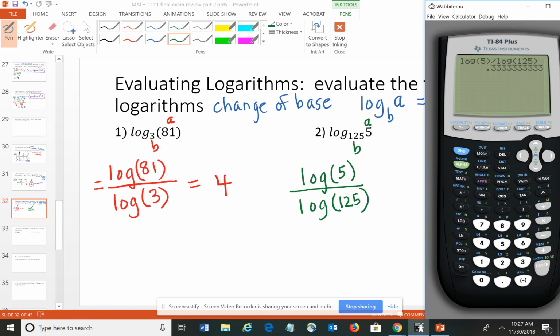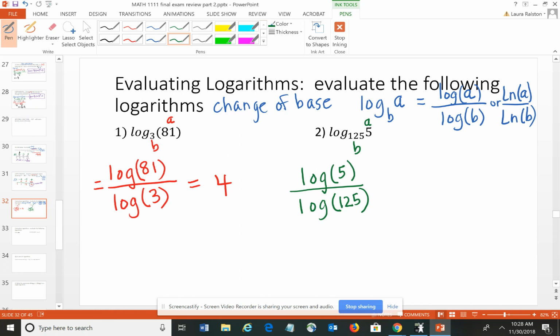Now it gives it to you in a decimal form. Remember, if you need it in fraction form, we press the button that says math and option 1 for fraction, and it'll convert it. And we get a value of 1/3. So log base 5 of 125 is 1/3.